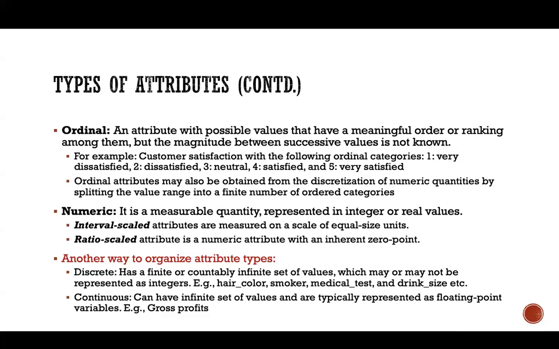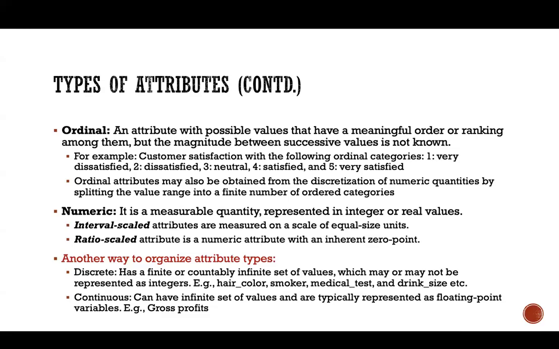Now, numerical attributes are measured quantities, typically represented by integers or real values. Numeric attributes can be of two types: interval scaled and ratio scaled. Interval scaled attributes are measured on a scale of equal size units. For example, if you're looking at monthly sales, and for every month we are reporting the sales, that would be an interval scaled attribute. The month number is equally distributed across time, or just the days in a year. So that's an interval scaled attribute, equal size unit.